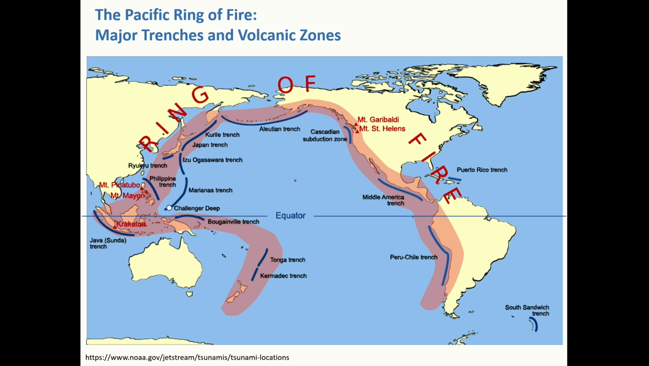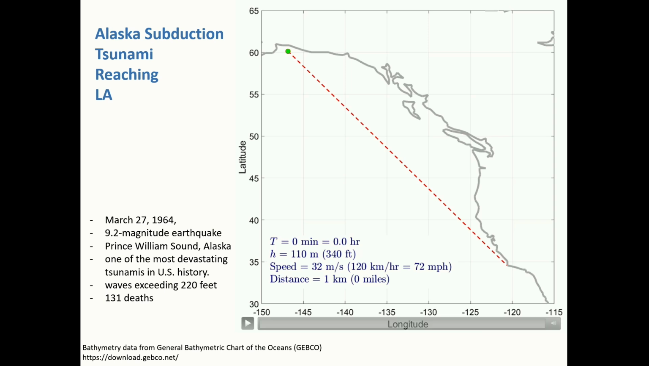In the next slide, I'm going to show you a very basic simulation, again, just to give you an idea of what we're talking about in terms of tsunami. An earthquake in Prince William Sound that propagates toward Los Angeles. It takes about 7 hours for the tsunami to reach there. Again, very basic simulation. Here I show the time in minutes and hours, and the depth of water. It starts from 110 meters. The speed of the tsunami starts from 32 meters per second, with kilometers an hour, miles per hour, and the distance traveled.